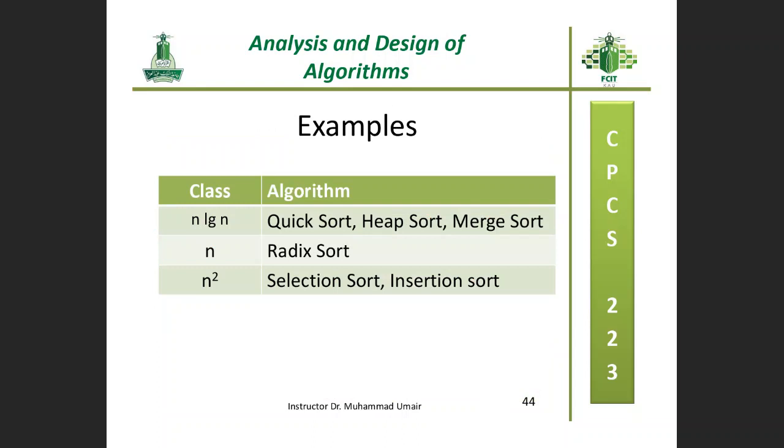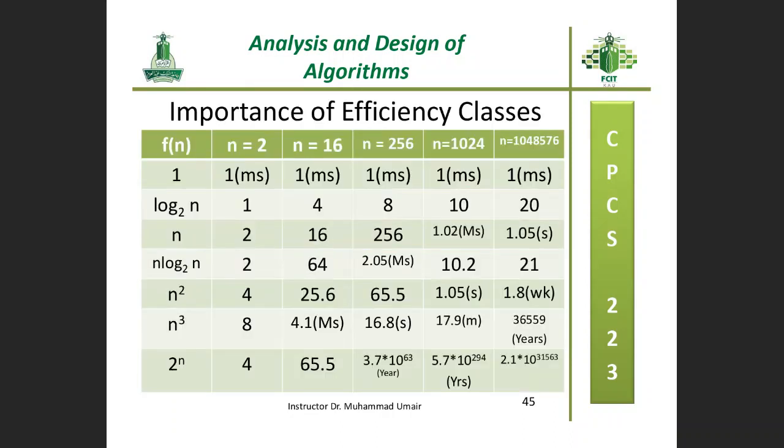So these are just some examples, a few examples you are already familiar with. Quick sort, heap sort, and merge sort are n log n, radix sort is n, and selection sort and insertion sort take n square time. So this table will give you an idea of how significant these complexity classes are towards the selection of an algorithm.